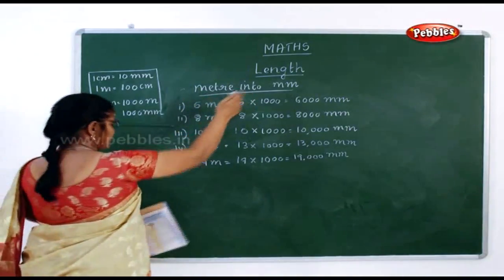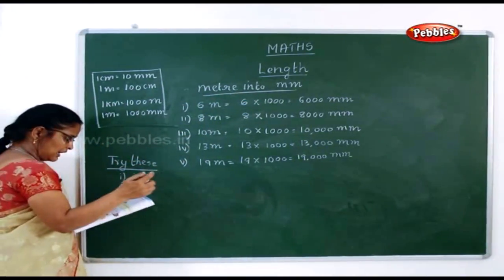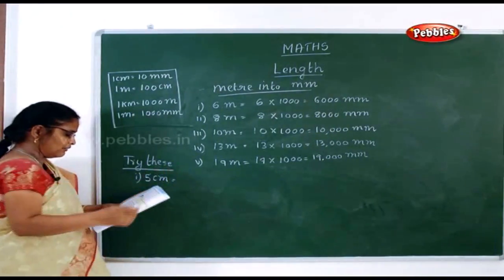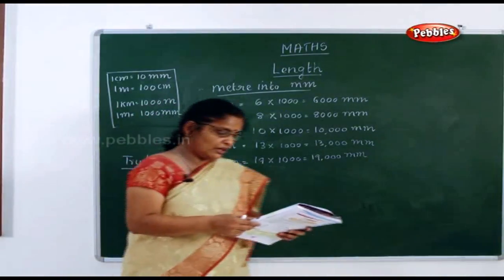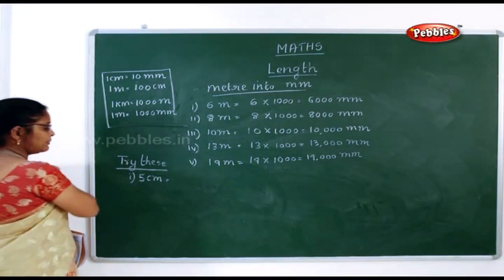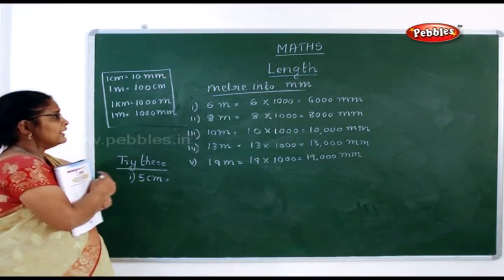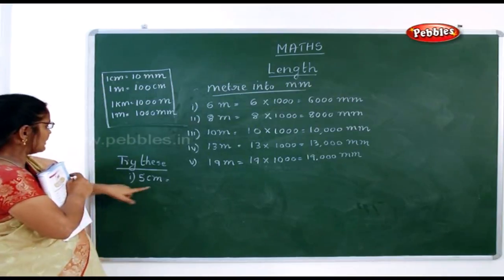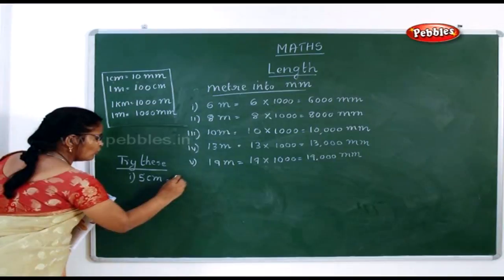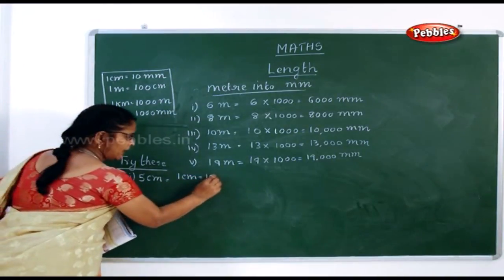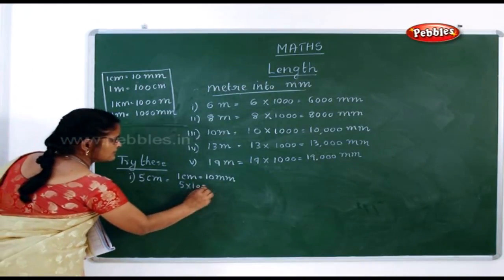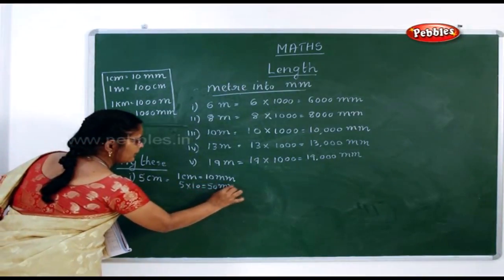Same way, how will you convert into millimeter? They have given, convert 5 centimeter. Now how will you convert this 5 centimeter into millimeter? Can anyone tell me? I have already written the formula here. How will you convert centimeter into millimeter? 1 centimeter is equal to 10 millimeter. So now how will you do it? 5 into 10 is equal to 50 millimeter.